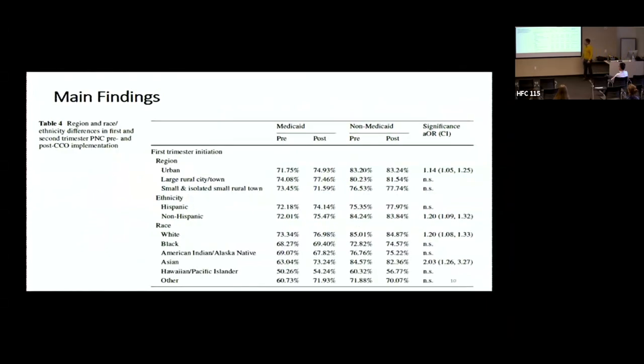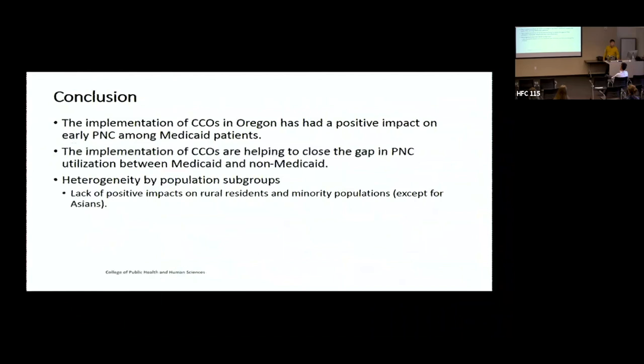We examined population subgroups by rurality first, then ethnicity, and race. If you look at this side, again, this is the difference-in-differences estimate. We find a significant result only for urban residents. In terms of ethnicity, we find a significant positive impact only for the non-Hispanic population. And in terms of race, we find significant results only for the white population and Asian population. So there is substantial heterogeneity in the effect of CCO in our population.